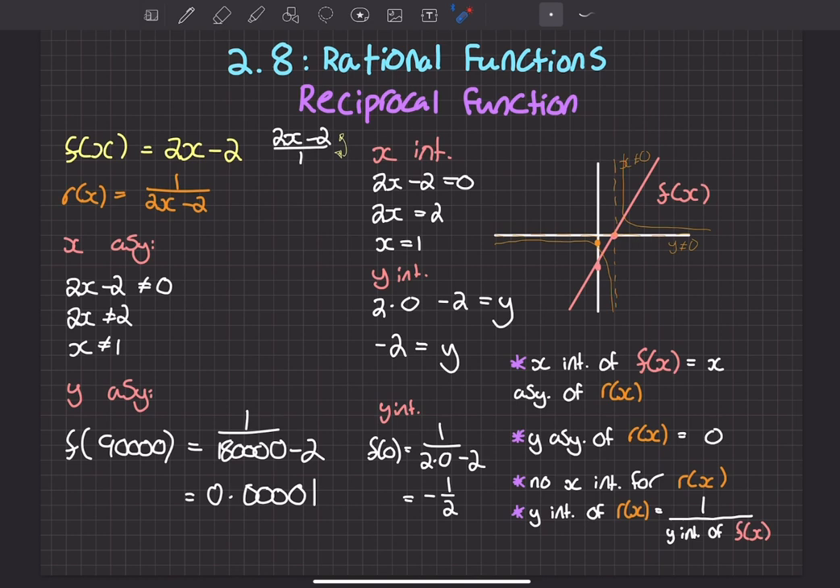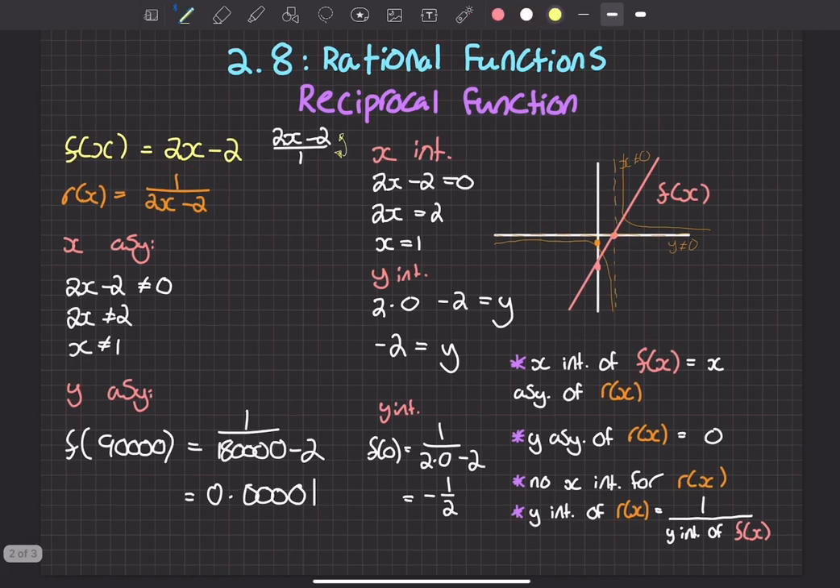So the y-intercept of the normal function here was minus 2, right? And the y-intercept of the reciprocal is minus a half, which is minus 1 over 2. If this was, let's say, 4, this would be 1 over 4. If this was 1,000, this would be 1 over 1,000, and on and on. And yeah, this is your reciprocal function. Again, this is assuming that the numerator is a constant.